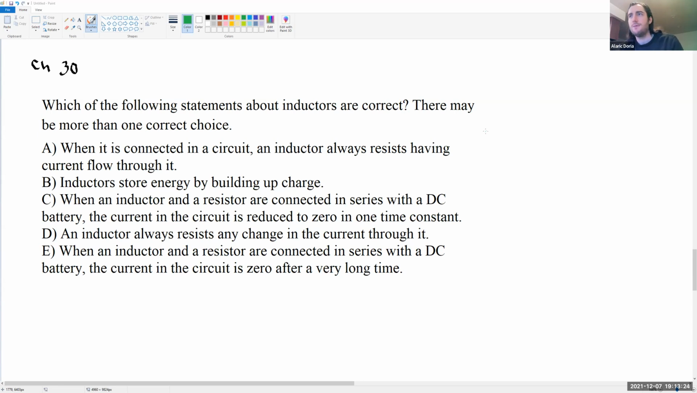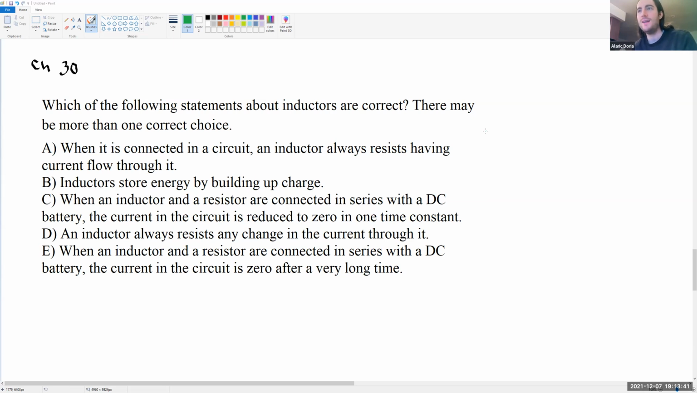Which of the following statements about inductors are correct? There may be more than one correct choice. I actually like these questions because you always get a lot more discussion on these ones where there may be more than one correct choice.